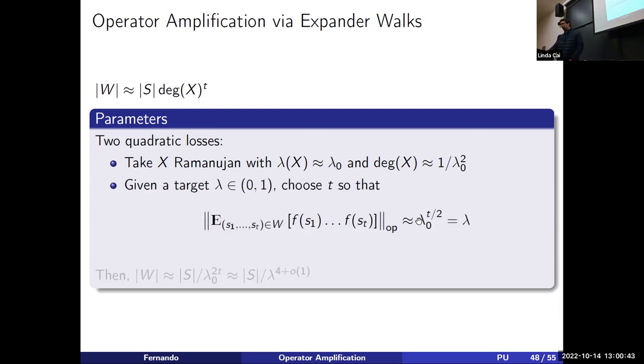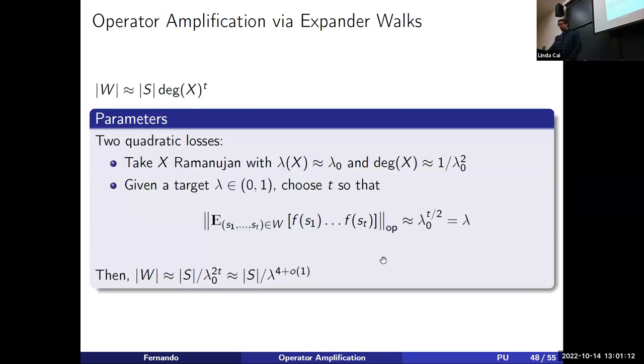So here we saw that if you have T steps, the decay is about this much. And you declare this to be lambda, right? You choose this so that this becomes lambda. And if you compute the parameters, what is this? This is 1/(λ0) to the 2t, right? And if you combine this to recover lambda, you need to have a lambda to the 4, right? To obtain this guy here. So you have something that's about lambda to the 4 plus little o.